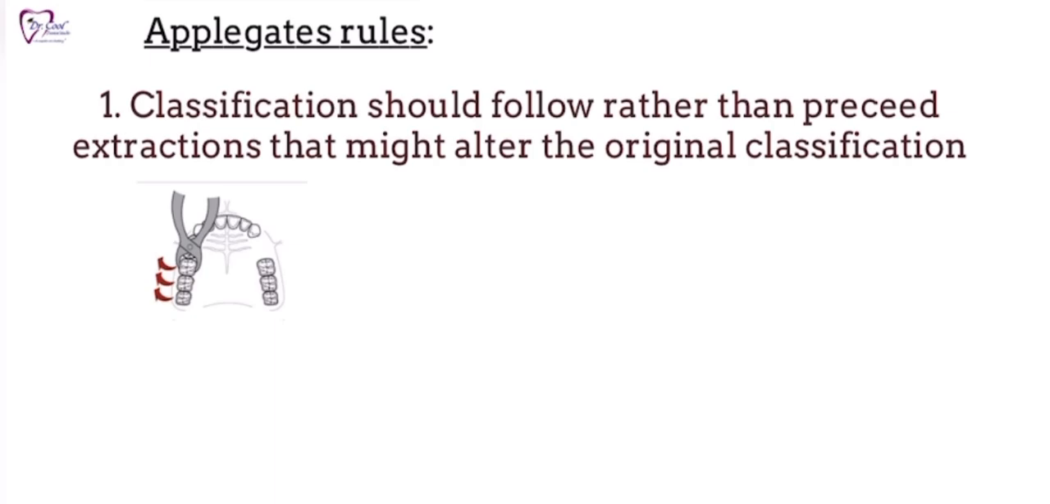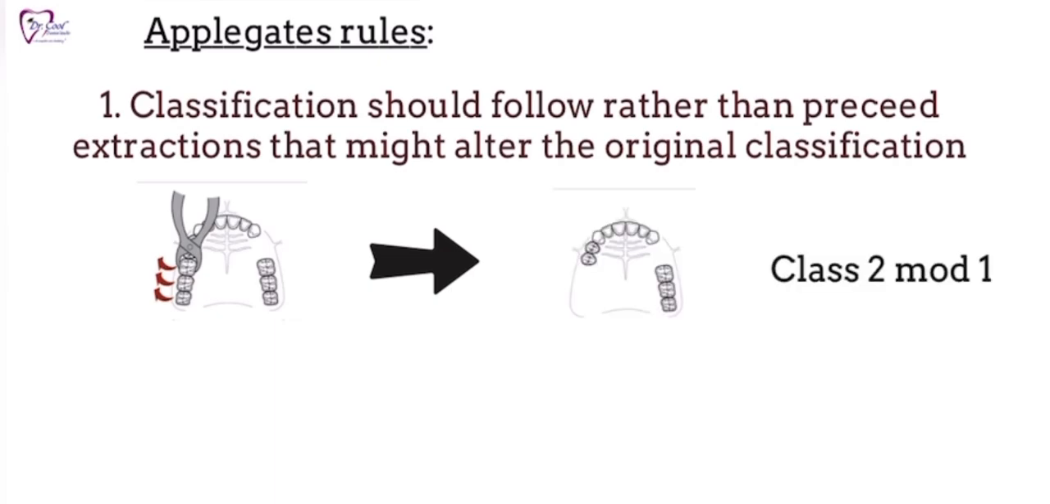The diagram is showing the class 3 situation, but in the first quadrant, the first, second and third molar are to be extracted. So we should consider the classification after extraction. If we extract the first quadrant first, second and third molar, it will become class 2 mod 1.